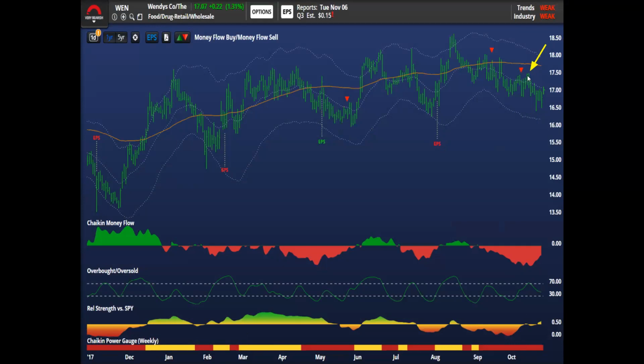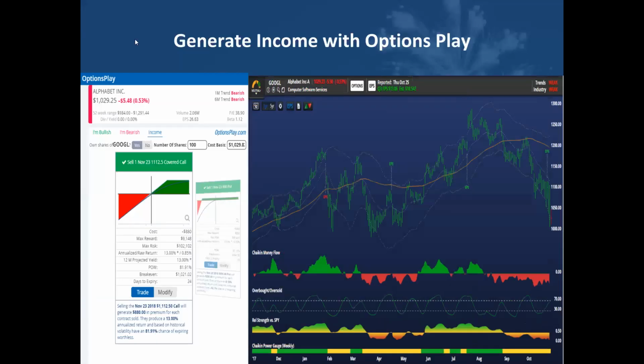Knowing how institutional investors look at the world and then implementing my process allowed me to identify Wendy's as a potential bearish idea for our clients.